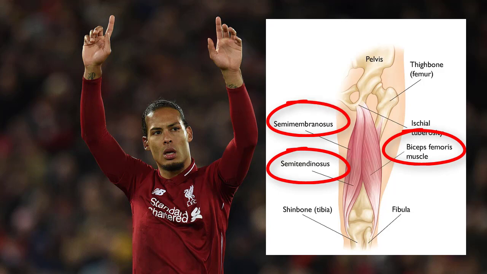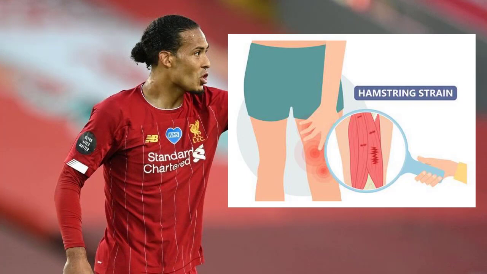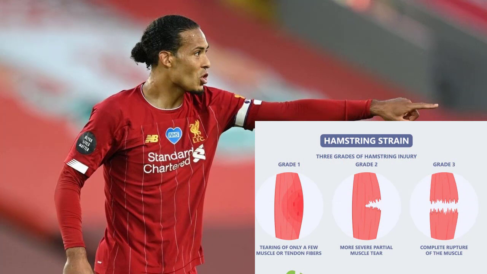So any strain or tearing in one of the muscles can cause a hamstring injury, and it is the most commonly injured part of the thigh in football players. It has three grades: one, a mild muscle pull or strain; two, a partial muscle tear; and three, a complete muscle tear.